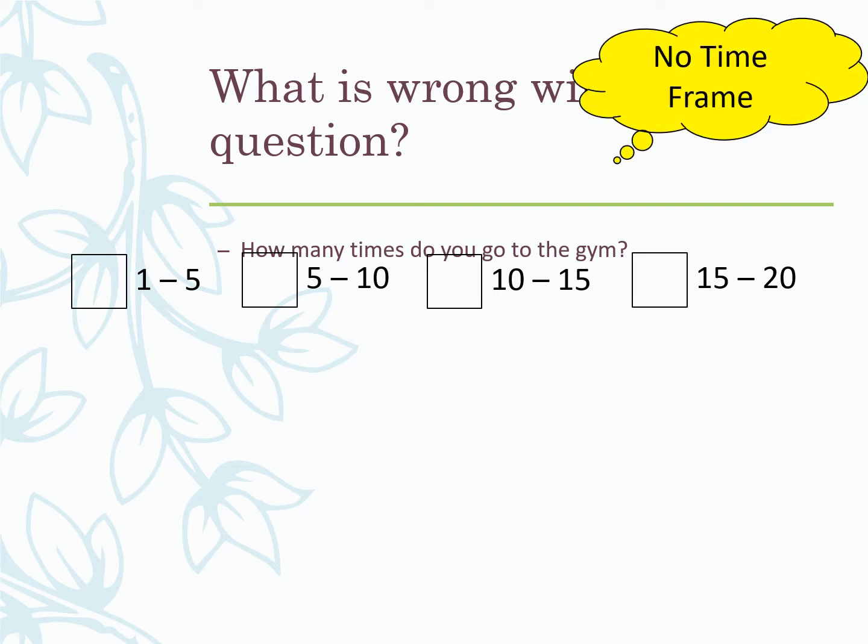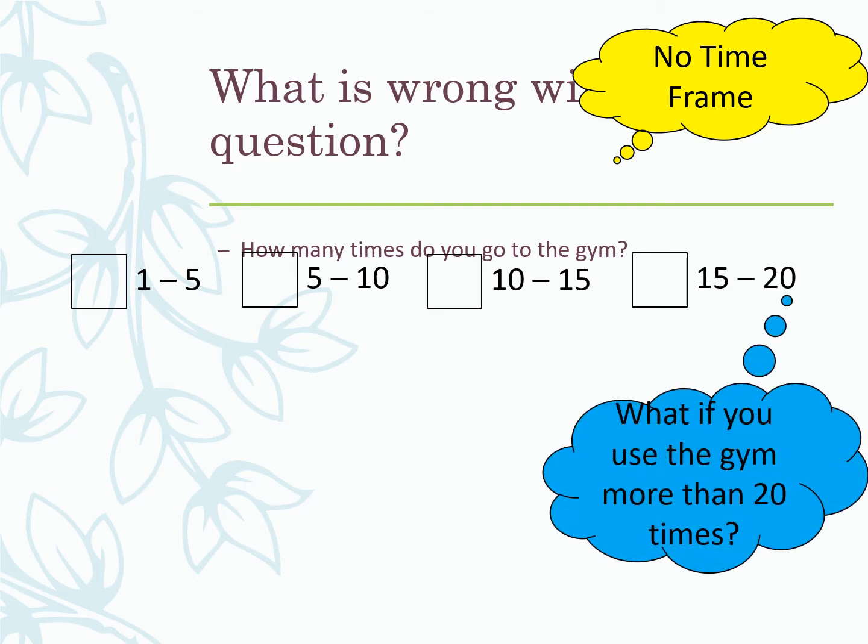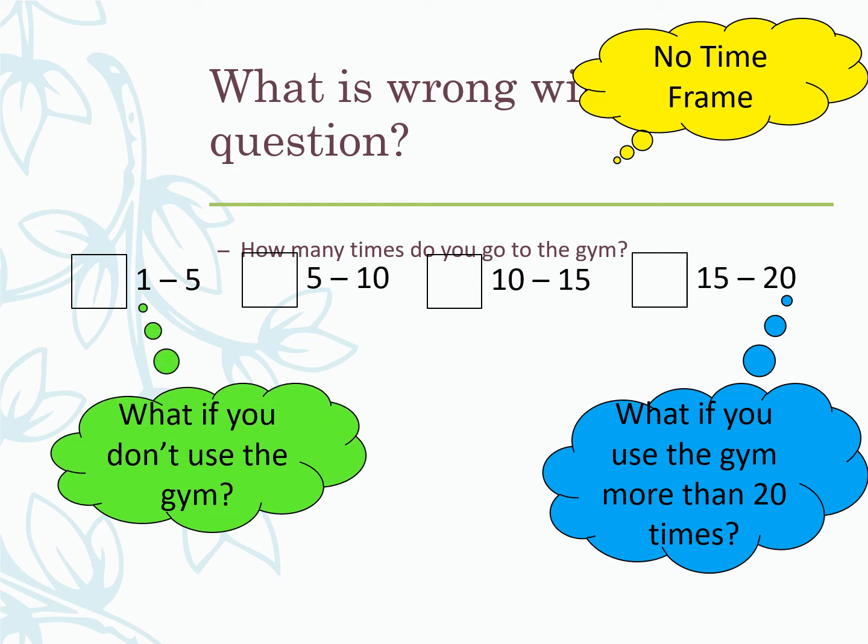First, there is no time frame. For example, he didn't tell you this week, this month, whatever. He didn't give you the possibility that you might use the gym more than 20 times. He didn't give you a possibility that you don't go to a gym.